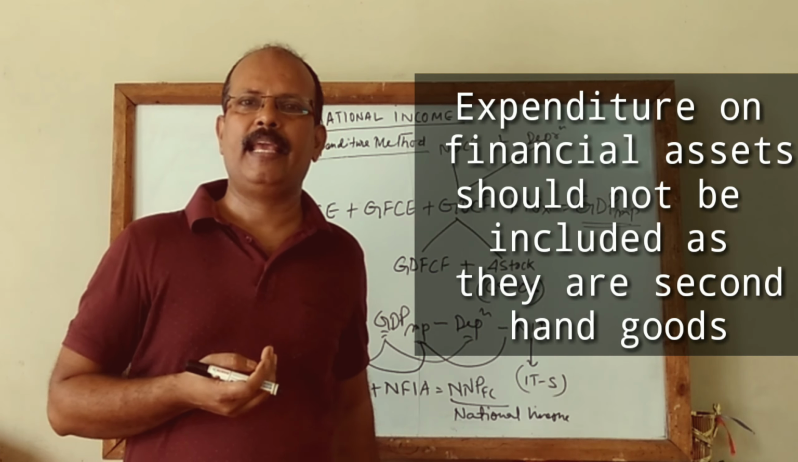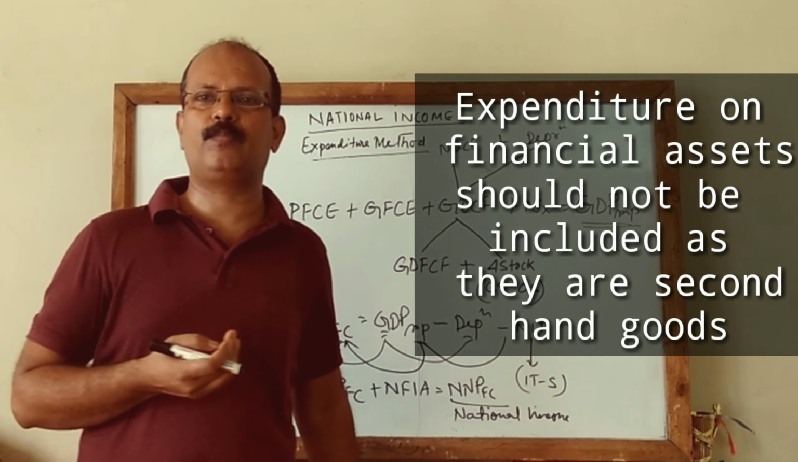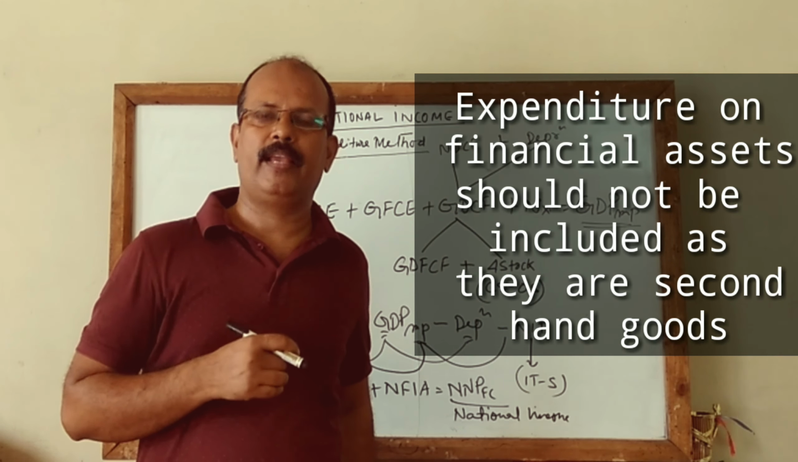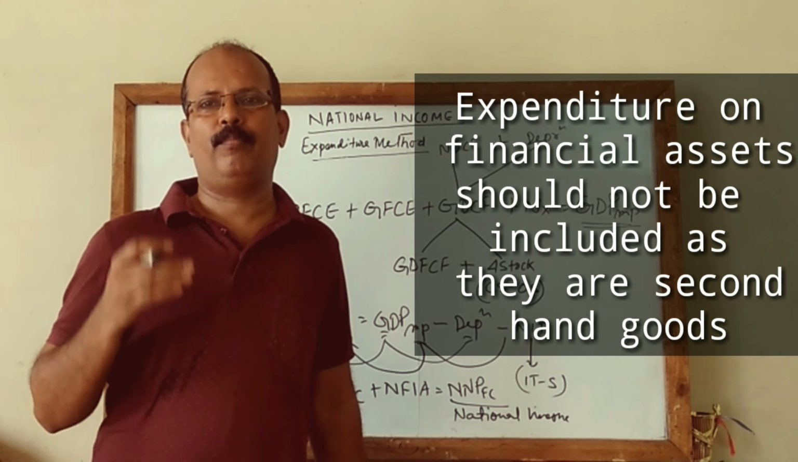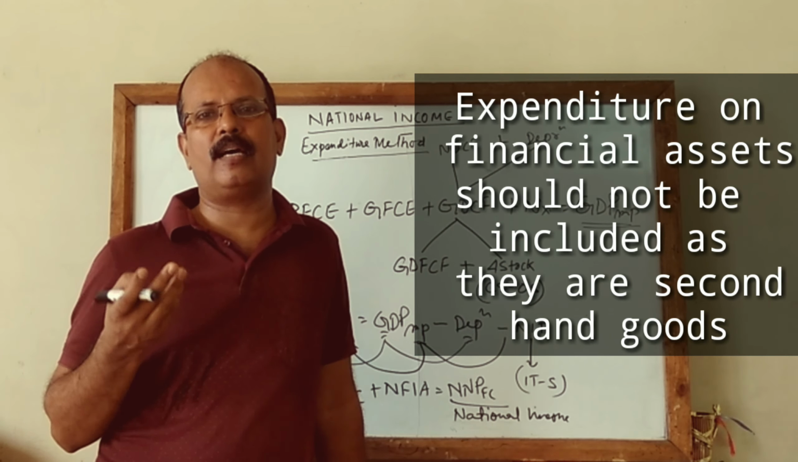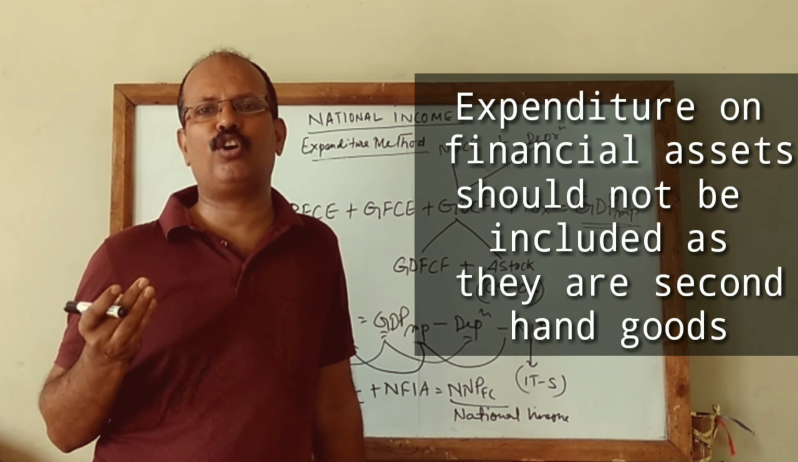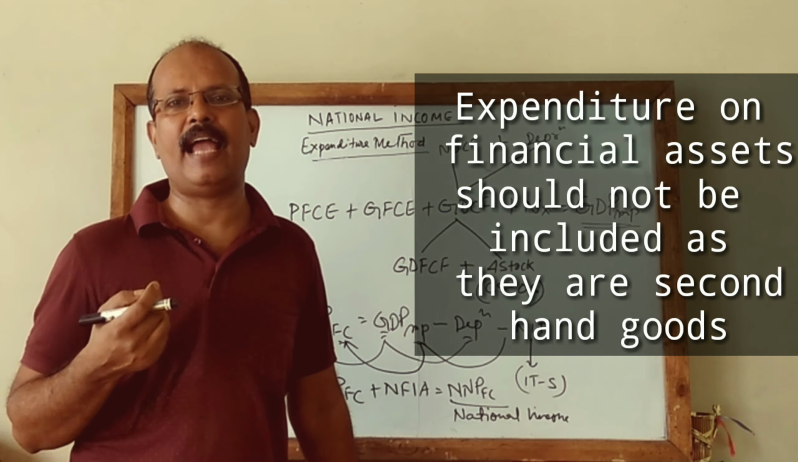Next precaution is that expenditure on financial assets such as bonds and shares should not be included. The same logic, because bonds and shares, all these are second-hand products. So we are not going to include any second-hand items.